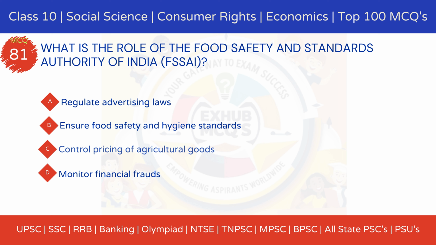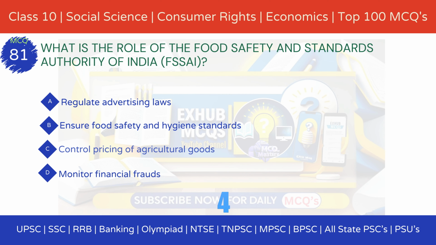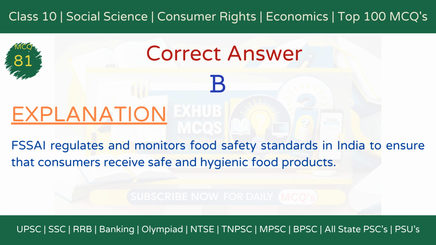Option A, regulate advertising laws. Option B, ensure food safety and hygiene standards. Option C, control pricing of agricultural goods. Option D, monitor financial frauds. The correct answer is option B, ensure food safety and hygiene standards. FSSAI regulates and monitors food safety standards in India to ensure that consumers receive safe and hygienic food products.